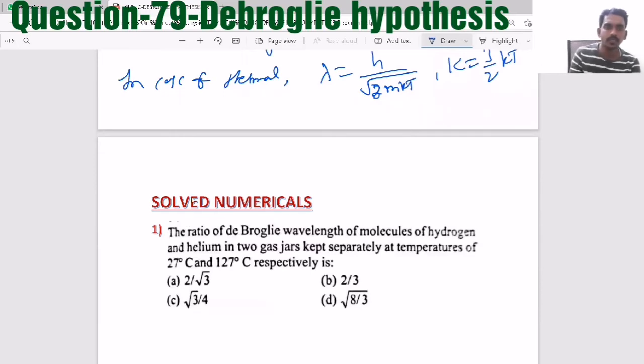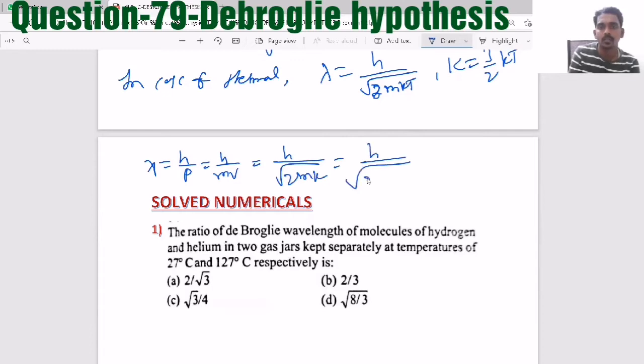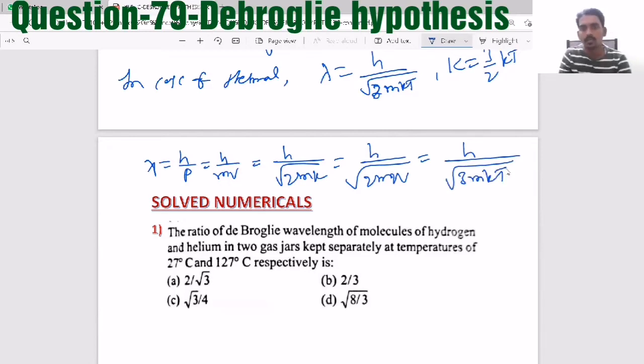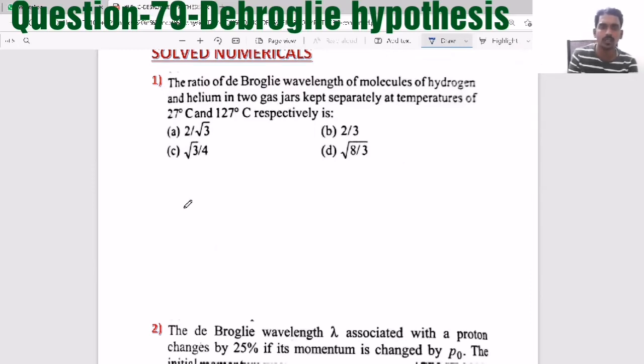Now, finally, the de Broglie wavelength lambda equal to h by p or h by mv, or h by root 2mK, or h by root 2mqV, or h by root 3mkT. This is the final equation. Now let's see how the question will be asked based on these equations.